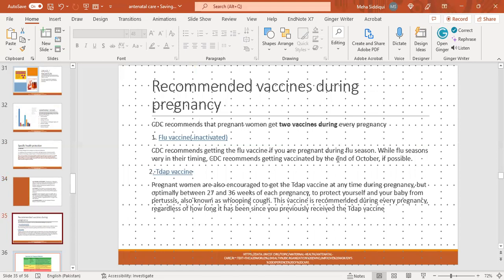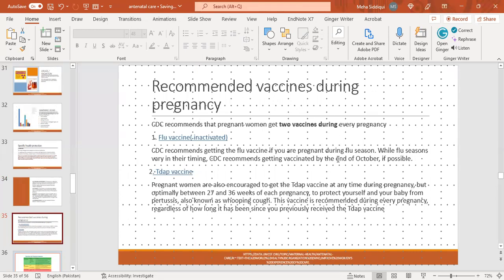Recommended vaccines during pregnancy. CDC recommends that pregnant women get 2 vaccines during every pregnancy. First is the flu vaccine, that is inactivated. CDC recommends getting the flu vaccine if a lady is pregnant during flu season. While flu seasons vary in timing, CDC recommends getting vaccinated by the end of October if possible.